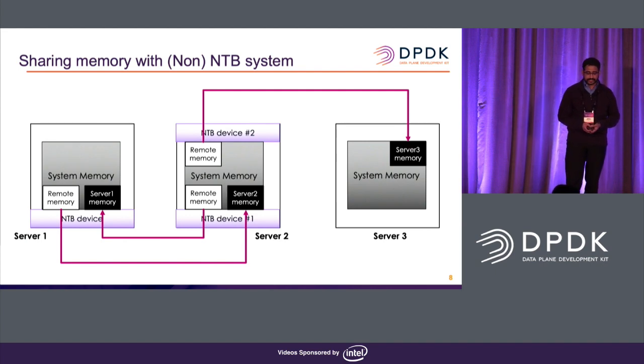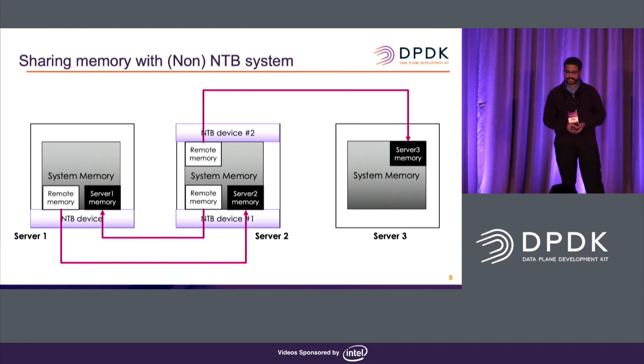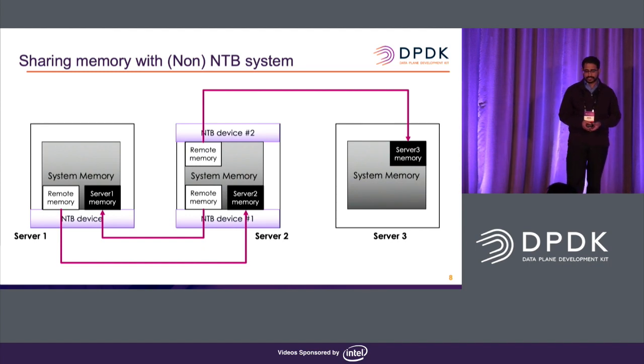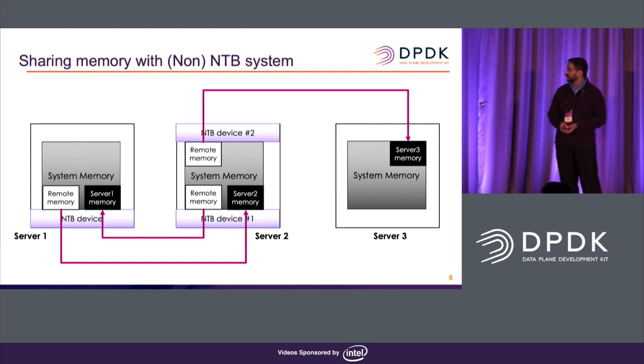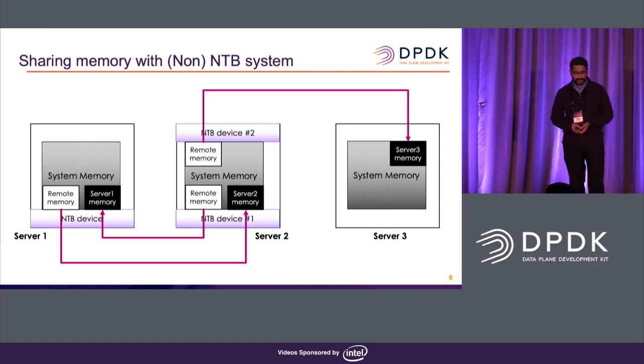So if server 3 is connected to server 2, but keep in mind that server 3 does not have the NTB device. That's fine, it can be just a server with storage, and that can still get the benefit, because the advantage of using the NTB is that server 3 can see the other endpoint, the secondary endpoint, from server 2.